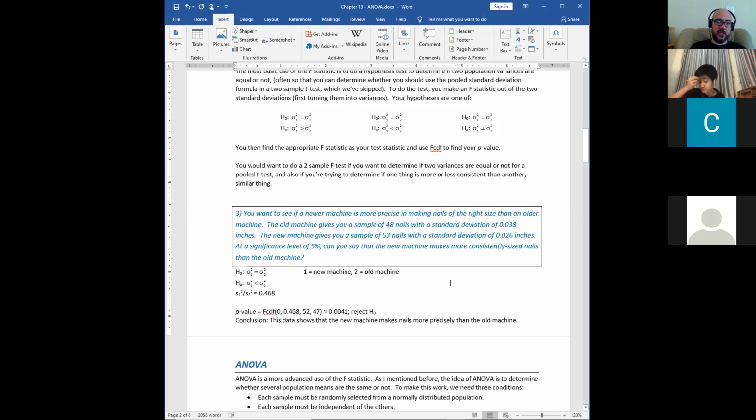And that's all a two-sample F-test is. You make a ratio out of the sample variances, use your FCDF to find your p-value, and there you go.